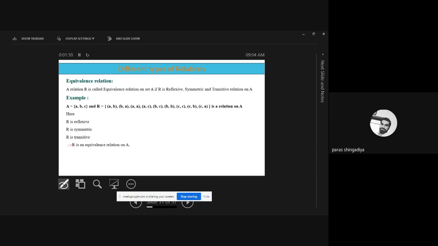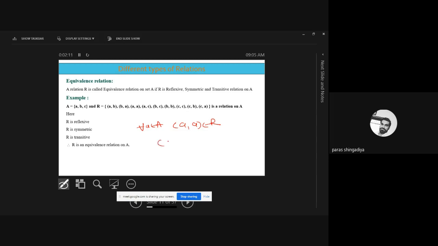So which three types of relation? A relation is called an equivalence relation on the set A if R satisfies the reflexive property, symmetric property, and transitive property. If all these three properties are satisfied for the given relation, then this type of relation is called an equivalence relation. Reflexive means for the set A, you have to check that (A, A) belongs to R, for every A belongs to the capital A. That is called the reflexive property. For every element of the set, (A, A) should exist in the given relation. So that is reflexive.